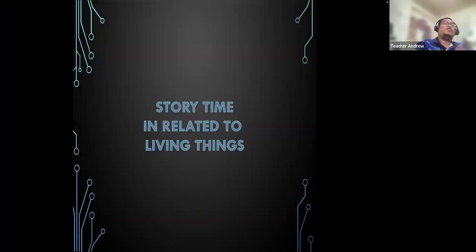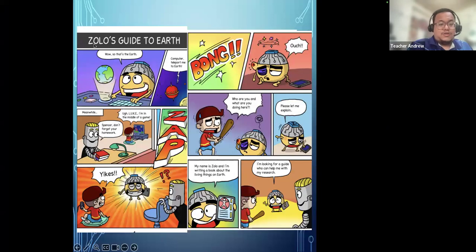So now we have some stories related to living things. All right, let us go through the stories together. We have this person called Zolo. He wants to visit the Earth. He saw the Earth and said, "Wow, so that's the Earth. Computer, teleport me to Earth." Meanwhile, on Earth, we have this particular robot and this human being here. Spencer, don't forget to do your homework. Then this guy says, "Yeah, look, I'm in the middle of a game." All of a sudden, zap, this particular person comes to Earth.